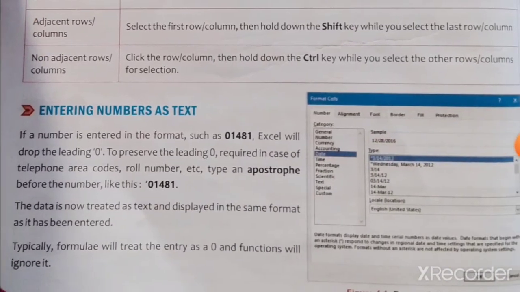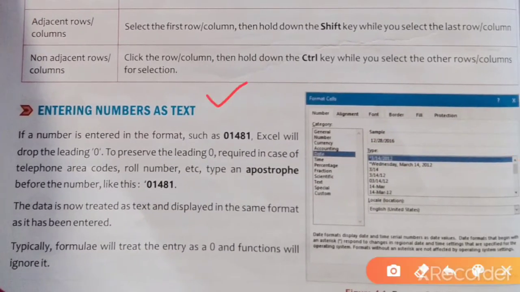Then next topic is a very simple topic, entering numbers as text. Now if you want to enter any number as a text form, if a number is entered in the format 01481, Excel will drop the leading 0. To preserve the leading 0 required in case of telephone area codes, roll number, etc., type an apostrophe before the number. This is very simple. Suppose if you write a number as written in your book 01481, what will happen if you type this number in a cell and you press enter? Automatically 0 will be removed.